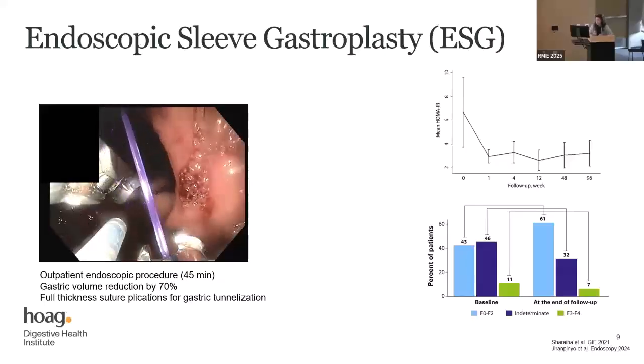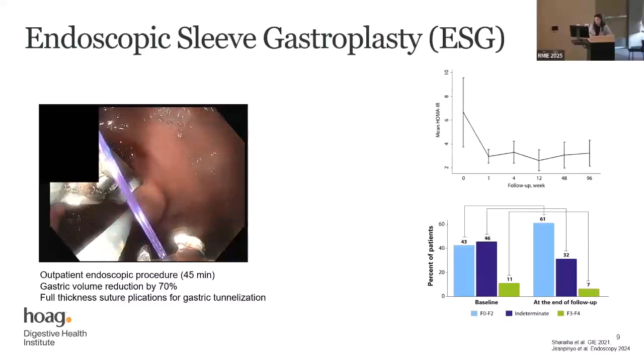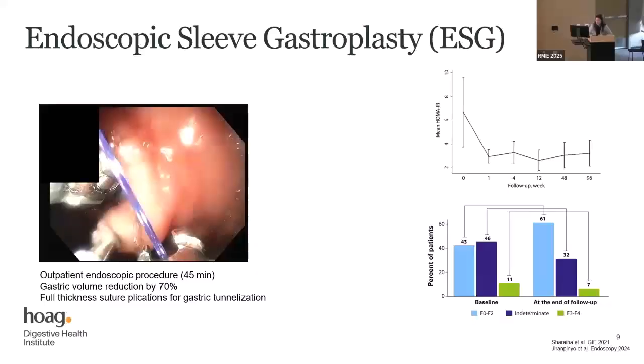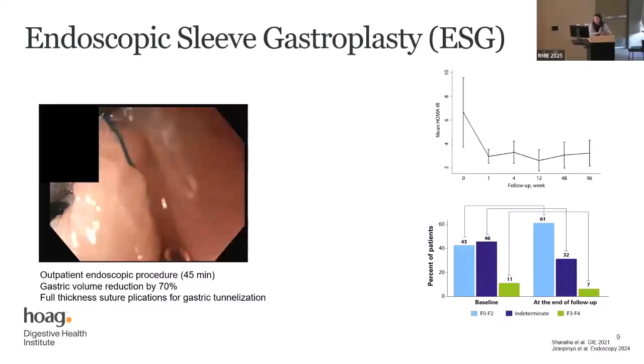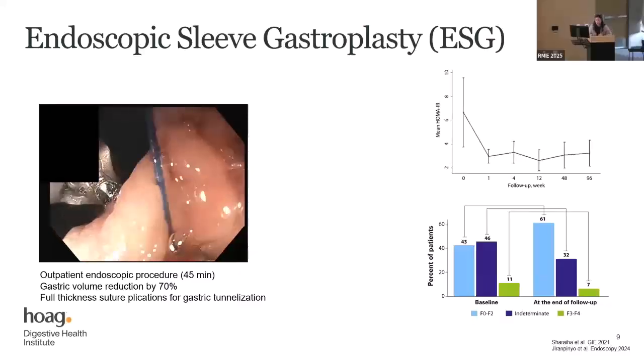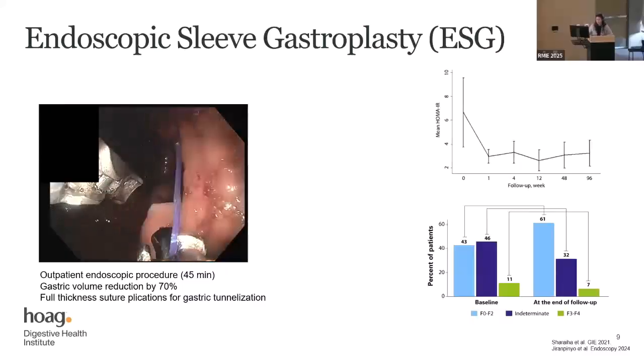So what this shows is that at baseline, we have a significant portion of patients in the indeterminate to F3, F4 category. And after a 52-week follow-up, after a gastric remodeling procedure, patients then moved away from the F3, F4, more into the indeterminate F0, F2, so we can actually reverse some level of steatosis and fibrosis.